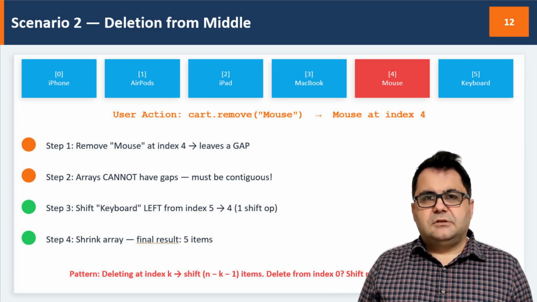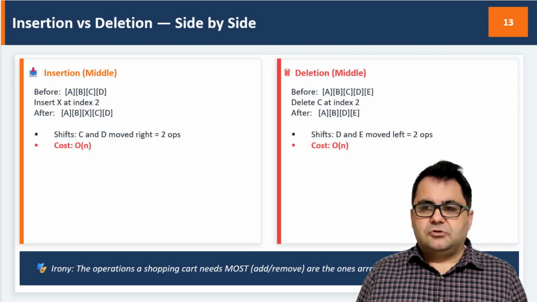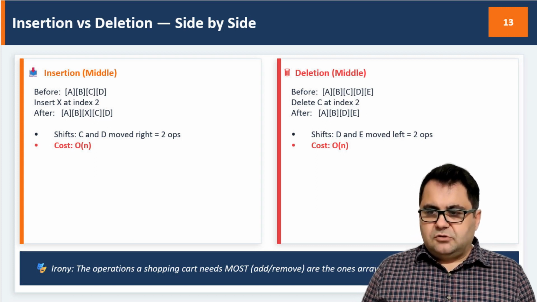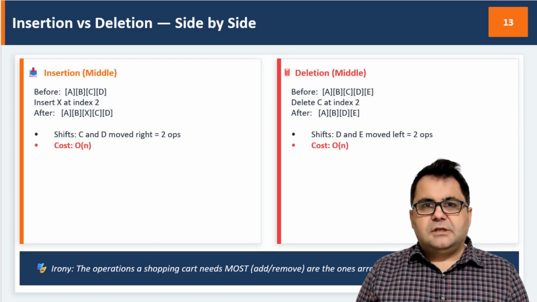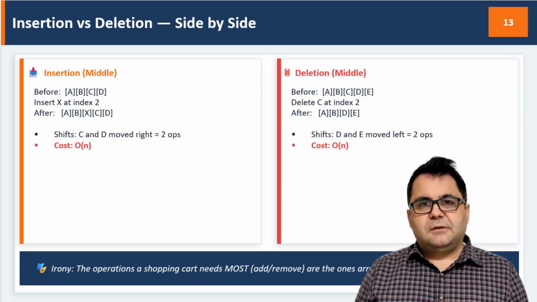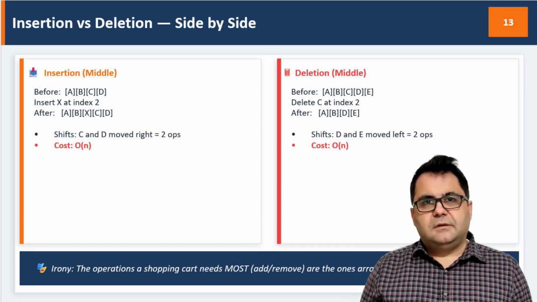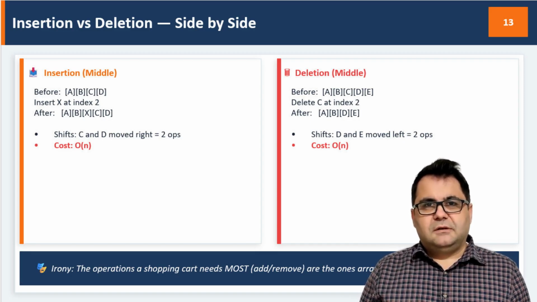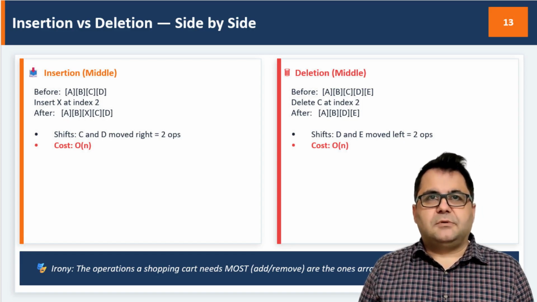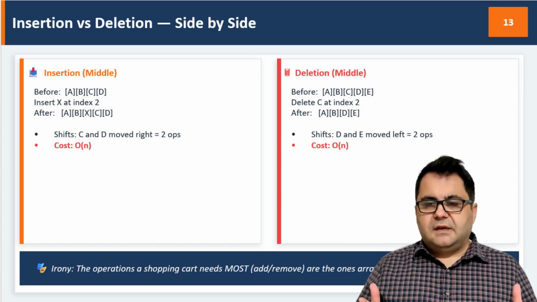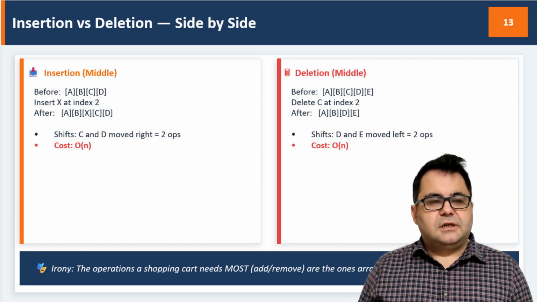Let's see this process. Here's the shift back process for deletion. Step 1, original state, 6 items. Step 2, we mark mouse at index 4 for deletion. I'm showing it as XXX. Step 3, shift keyboard left from index 5 to 4 to fill the gap. That's one shift operation. Step 4, shrink the array, remove the last slot, which is now empty. Final state, 5 items, no gaps. The cost was one shift operation for a 6-item array.